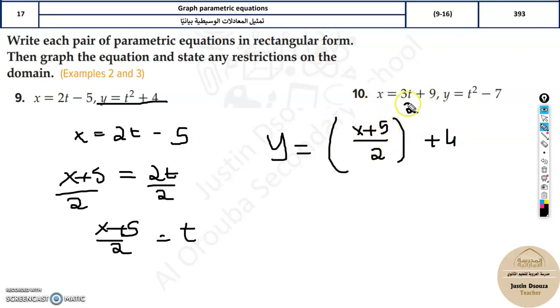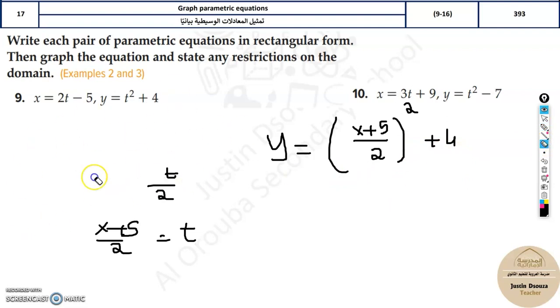Apply the (x plus 5) whole square formula. It'll be 2 squared down, and then all that can be done. Or just leave it over here. It's fine. This is the rectangular form. Rectangular form means you have the equation in terms of x and y.